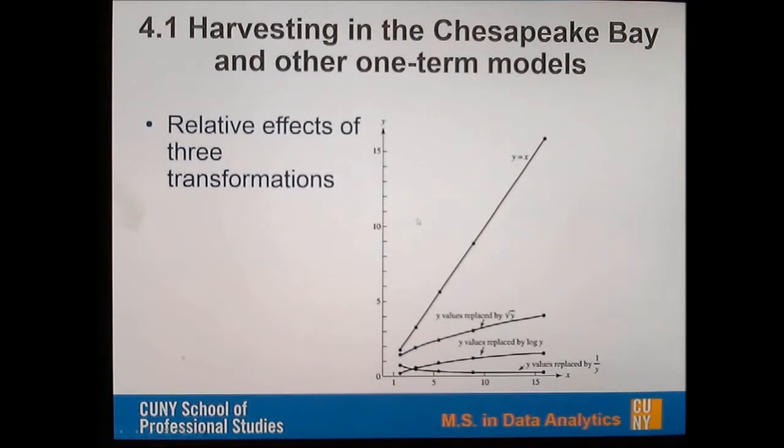Here are some examples of the relative effects of 3 different transformations. If y values are replaced by the square root of y, it's no longer a linear model. Or y values are replaced by log y, or y values are replaced by 1 over y.